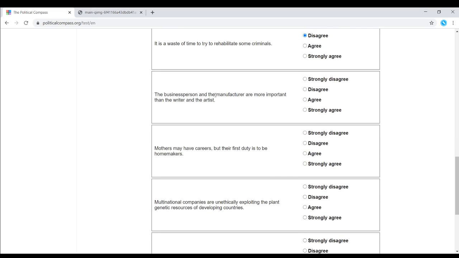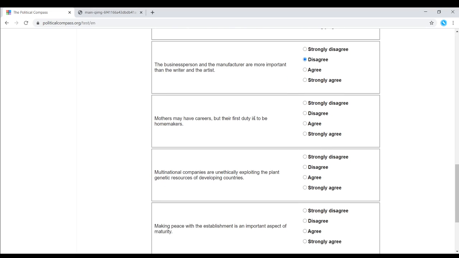The business person and the manufacturer are more important than the writer and the artist. I'm going to disagree with that. I think that both have their place in society, and without the writer and the artist, society would have a lot of problems actually. If it was just business people and manufacturers, our society would be completely just industrial, and it wouldn't have any art, and it wouldn't have any true values being put in place. So I don't agree with that.